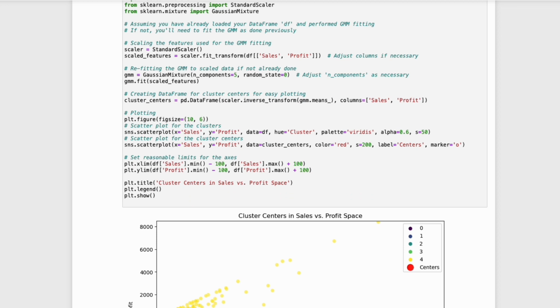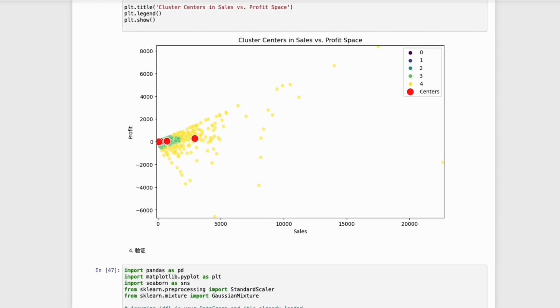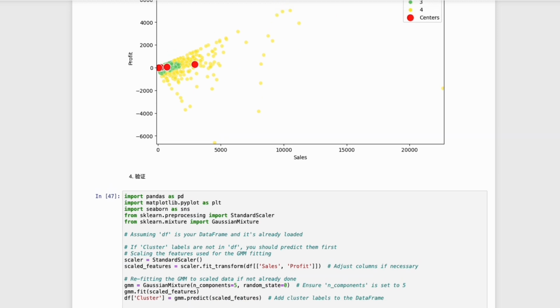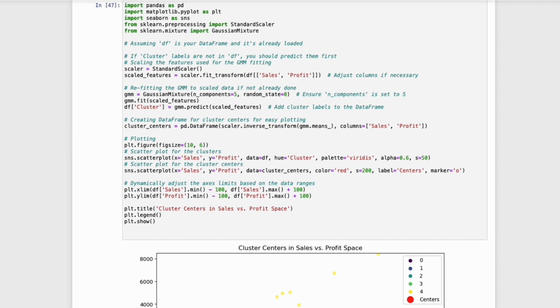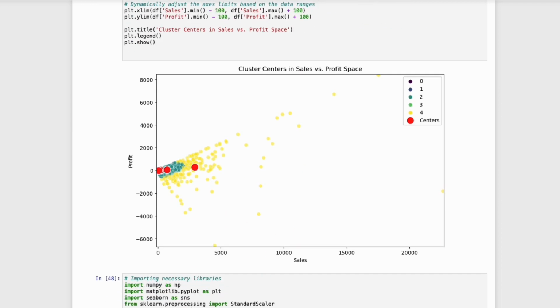The mean of each cluster center is obtained from the GMM model, and the coordinates of these centers are converted from the standardized form back to the original sales and profit scale. This is done by scaler.inverse_transform. Plot raw data points and cluster centers using Seaborn scatterplot. Data points in df are colored according to their cluster label to show different clusters. Cluster centers are highlighted with red dots.